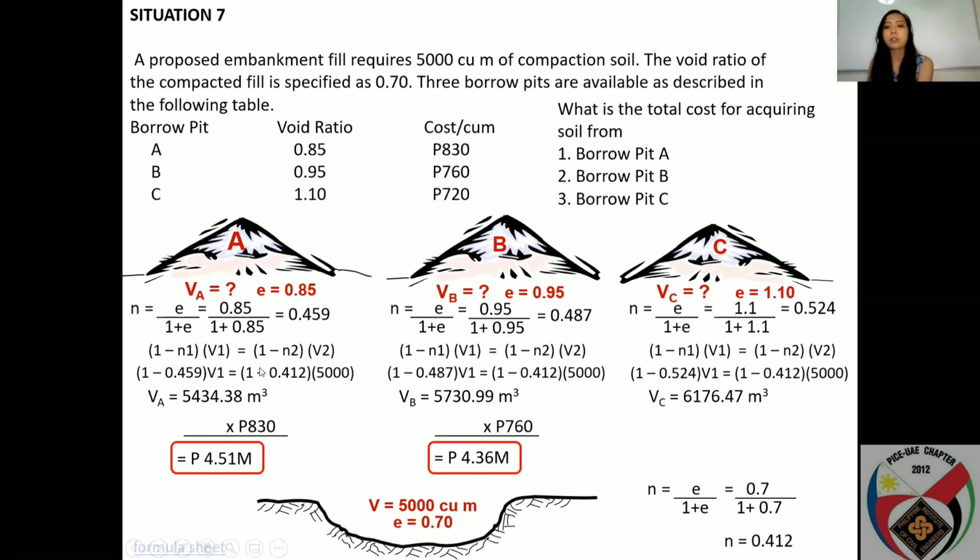Kaya meron tayong 6,176. Multiply ko siya sa cost, which is 720. How much will this be? Ayan. We have 4.45, correct? 4.45 million pesos. Alright? So sa unang tingin mo, ang pwede mong bilhin ay yung 4.36 million, which is borrow pit B.